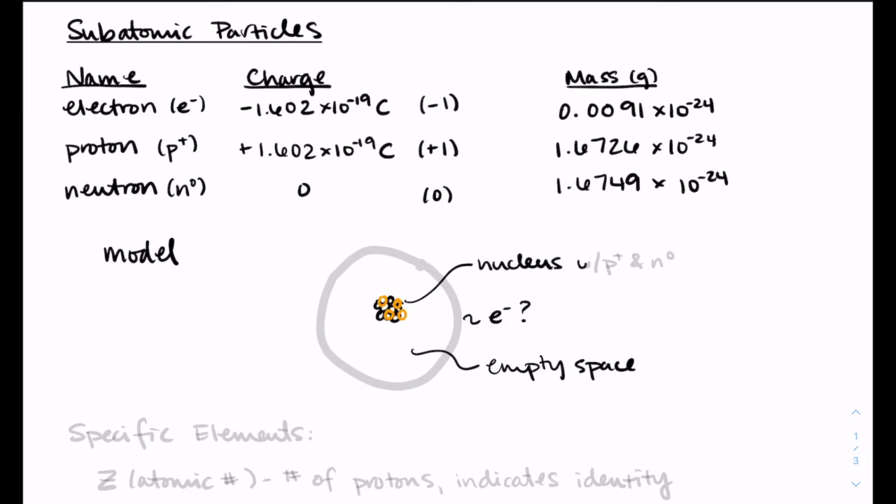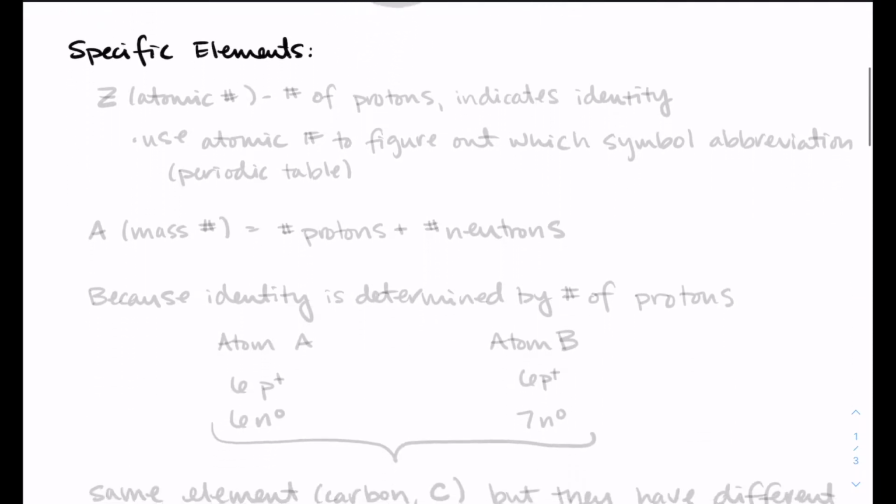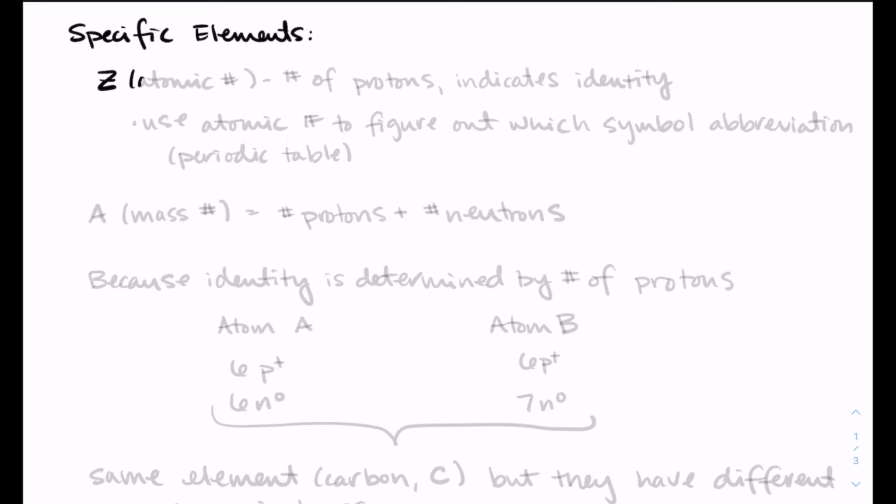And then the electrons are just out there somewhere. They're diffuse. We don't really know anything else about the electrons at this point, but we do know that most of what's happening is empty space. So this is our current understanding of what an atom looks like. And for specific elements, we can use electrons, neutrons, and protons to talk about the identity as well as other things related to that atom.